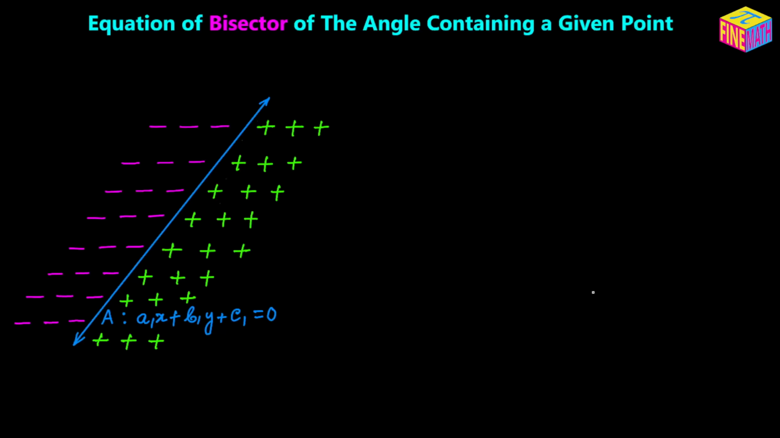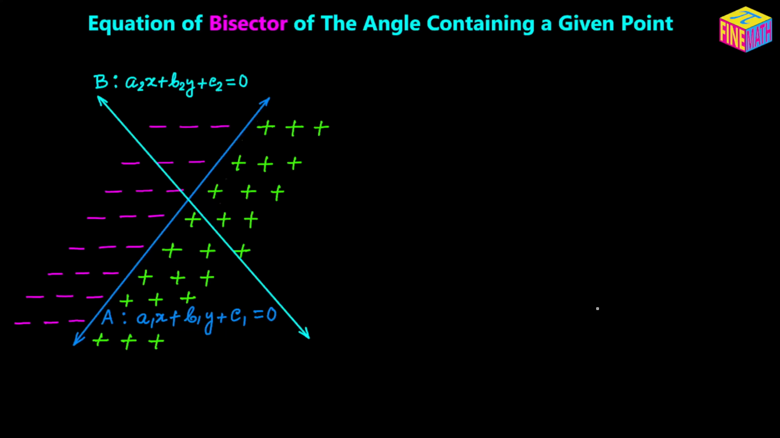Let's suppose we have the right hand side of this straight line as the positive region and the left hand side as the negative region, and then we are going to take another straight line which would be an intersecting straight line, and of course they will not be perpendicular. So let's suppose we have another straight line like this. Let's call it straight line B, whose equation has been given as a2 x plus b2 y plus c2 equals 0.